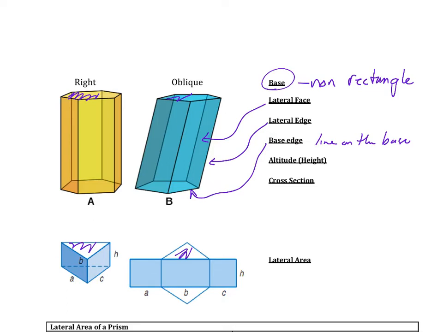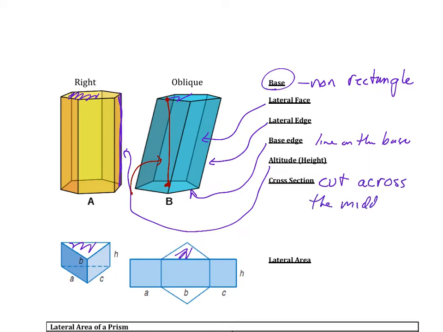And my altitude is my height, which would be like this, straight up and down, okay? For this oblique one here, it would be whatever distance it is from the bottom straight to the top. So that would be my height there. Last piece, pay attention to this. A cross section would be, what would it be if I cut across the middle? What shape would I see? And the big idea is that it would match the base. Okay, it's going to match the base.